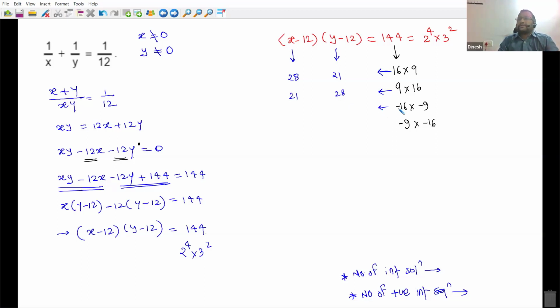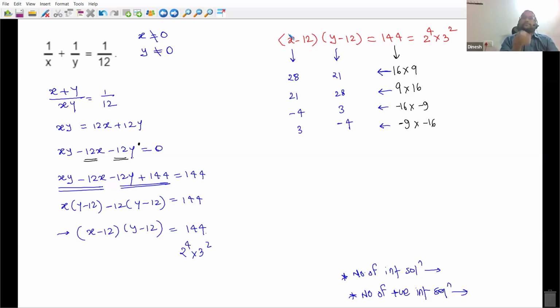First bracket is minus 16 when x is equal to minus 4. Second bracket is minus 9 when y is equal to 3. This is another solution. First bracket is minus 9 when x is equal to 3. Second bracket is minus 16 when y is equal to minus 4.